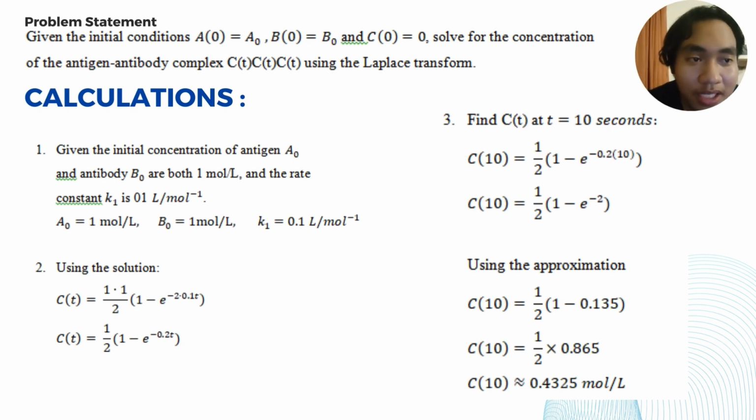The step: find C(t) at t equals 10 seconds. So C(10) equals 1 over 2, times 1 minus exponential of negative 0.2 times 10. C(10) equals 1 over 2 times 1 minus exponential of negative 2. Using the approximation, C(10) equals 1 over 2 times 1 minus 0.135, which turns into 1 over 2 times 0.865. So it's approximately 0.43 mole.